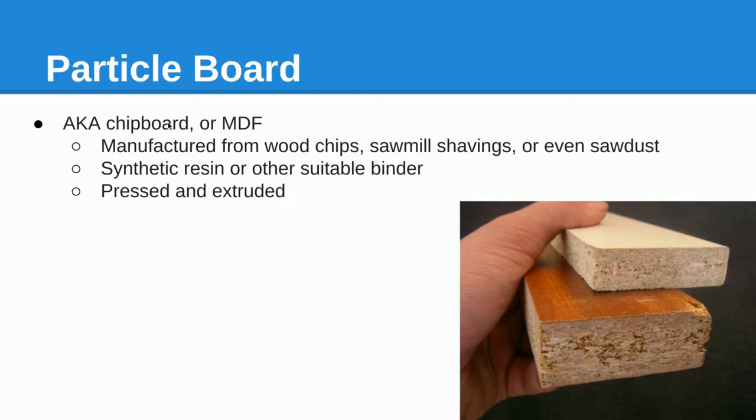Particle board, also known as chipboard or MDF, which is medium density fiber board. Manufactured from wood chips, sawmill shavings, or even sawdust. Synthetic resin or other suitable binder, which means glue. Pressed and extruded. So it's squeezed together and then extruded probably through some compression wheels.